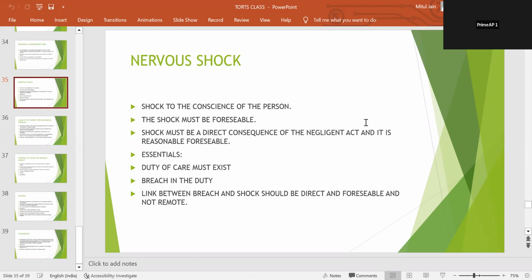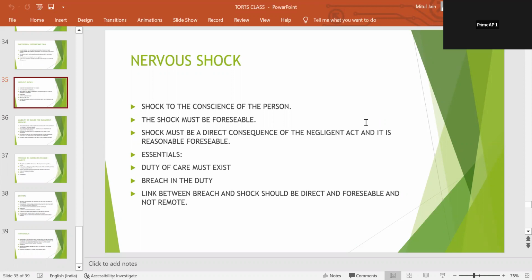What is nervous shock? Nervous shock is basically a situation where a person has suffered a mental trauma as a result of the direct consequence of the negligent act of the defendant. What does it say? Shock to the conscience of the person. The shock must be foreseeable. Shock must be a direct consequence of the negligent act and it is reasonably foreseeable.